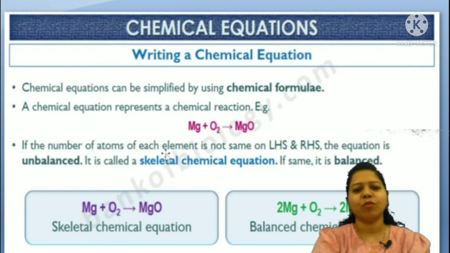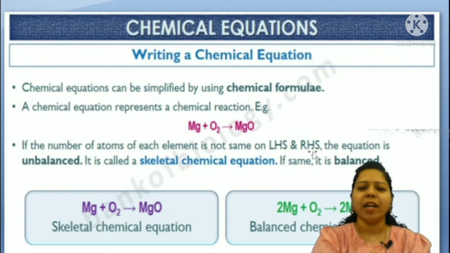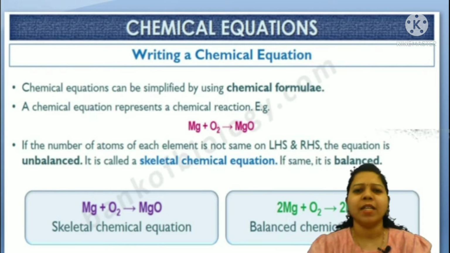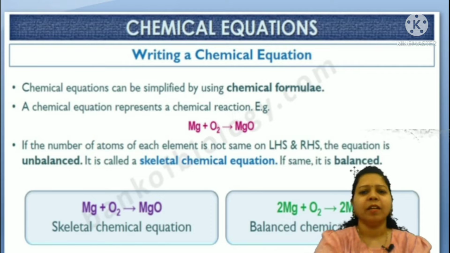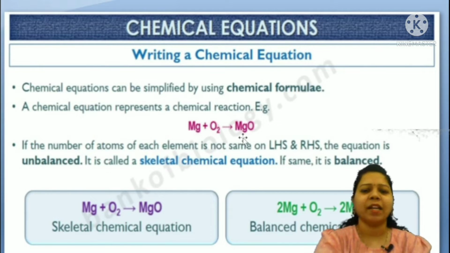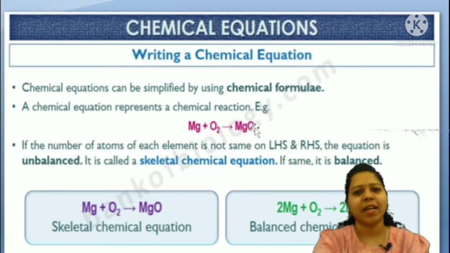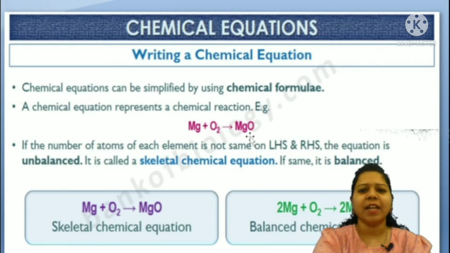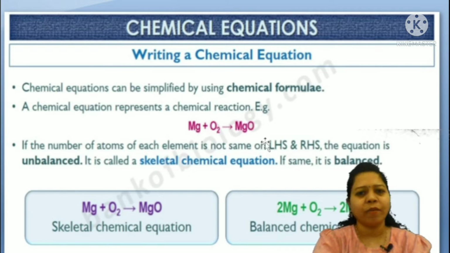If the number of atoms of each element is not the same on the left hand side and right hand side, the equation is unbalanced. It is called a skeletal chemical equation. If the same, it is balanced. For example, here, we need to check whether the number of magnesium and oxygen atoms on both sides, left hand side and right hand side, are the same or not. If they are the same, then there is no need to equalize.